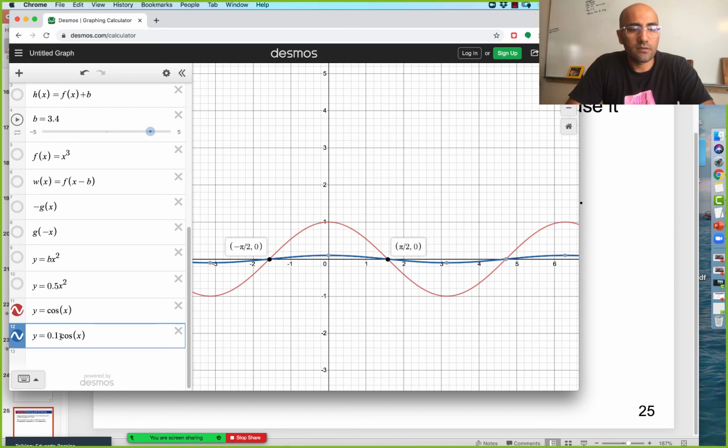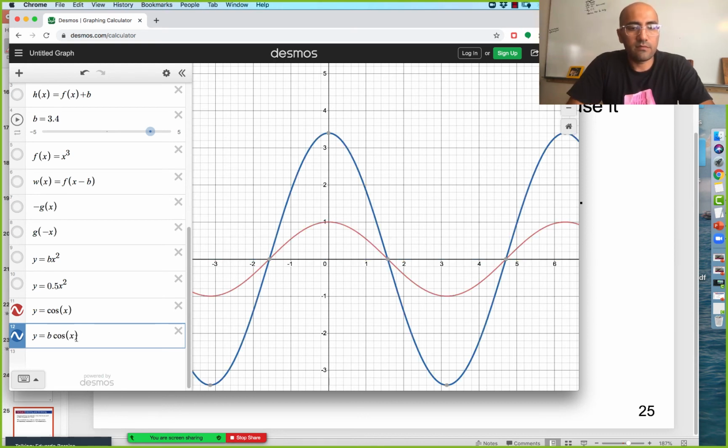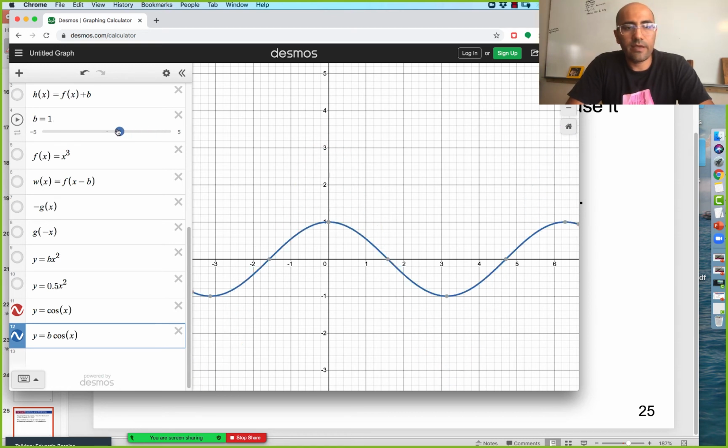Any questions? So if you put a b in front here and then check it for different values of b. When b is bigger than 1, it stretches it vertically in both directions. When b equals exactly 1, it's equal to the original function. When b is a value between 0 and 1, it'll compress it, compress it, until it gets to 0. And then when b is negative, it'll be a reflection about the x-axis.